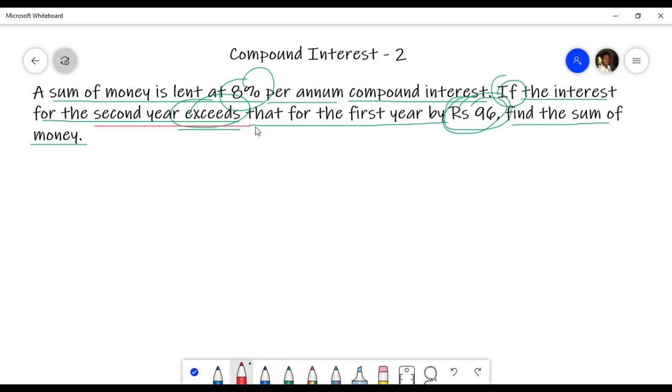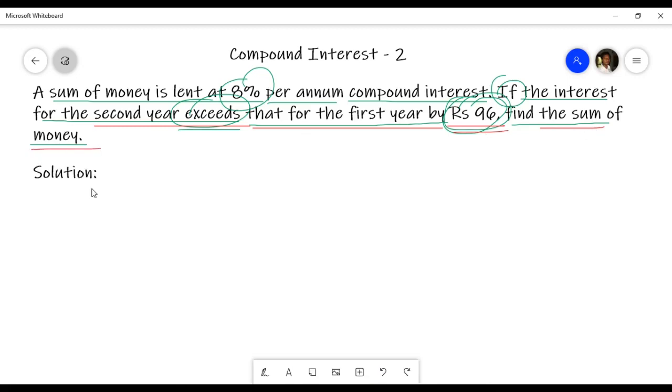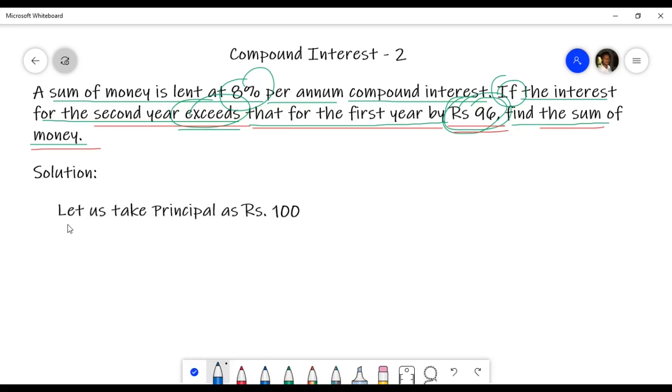See here that the interest for the second year exceeds that for the first year by rupees 96. So we have to find the sum of money. Let's see how we can solve this problem. Let us assume and take the principal as rupees 100. Here we have to assume it, okay? Because the principal is not mentioned, we have to assume the principal to be rupees 100.